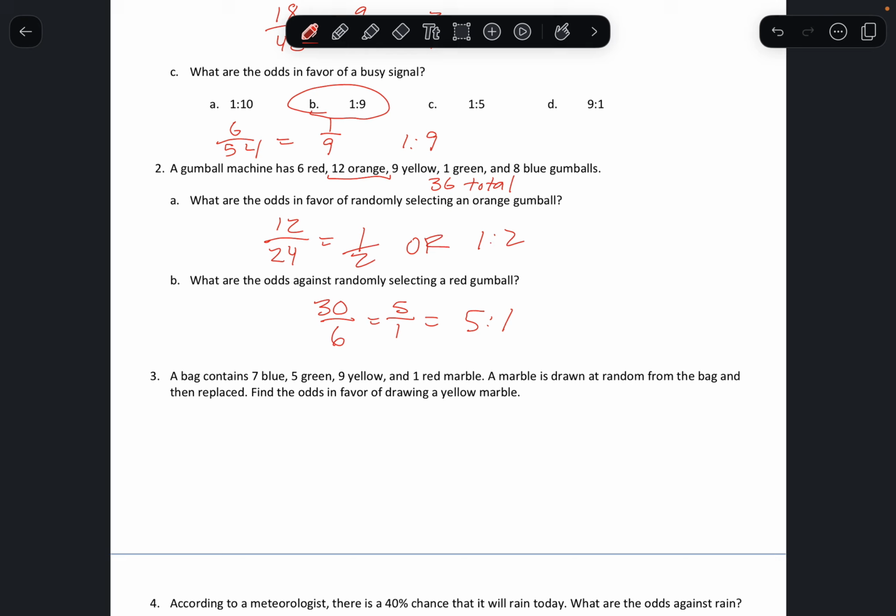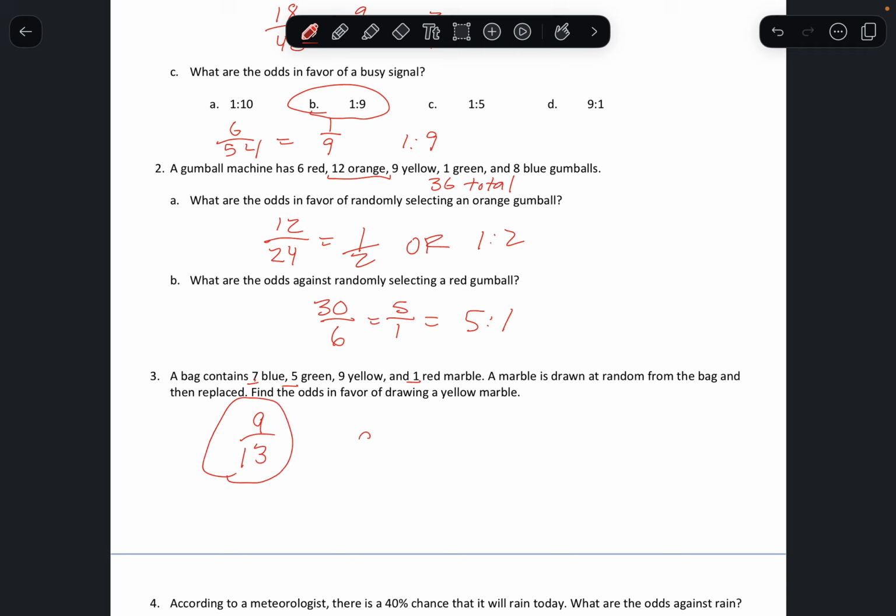Okay, find the odds in favor of drawing a yellow marble. All right, so we want a yellow marble. Yellow marble would be 9. Let's think about the times that we don't get a yellow marble. So it'd be 7 and 5, that's 12, and 1, that's 13. So I think that's going to be 9 to 13. 9 times I get a yellow marble, 13 times I don't. We can look to reduce that, but I don't think 9 over 13 reduces, so we'll just circle that, and that'll be it.